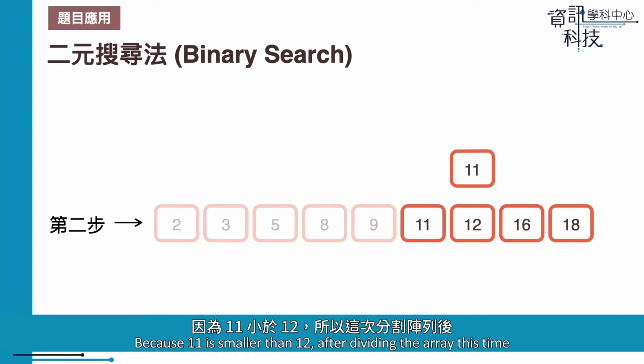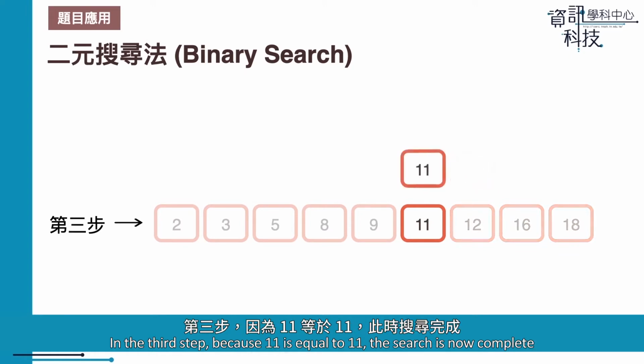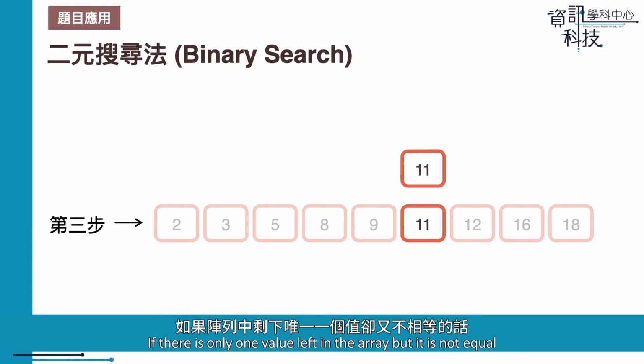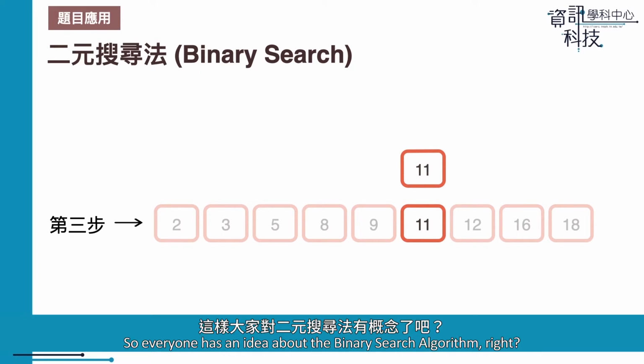Because 11 is smaller than 12, after dividing the array this time, compare it with the median value 11 in the first half of the array. In the third step, because 11 is equal to 11, the search is now complete. If there is only one value left in the array, but it is not equal, it means that it cannot be found. So everyone has an idea about the binary search algorithm, right?